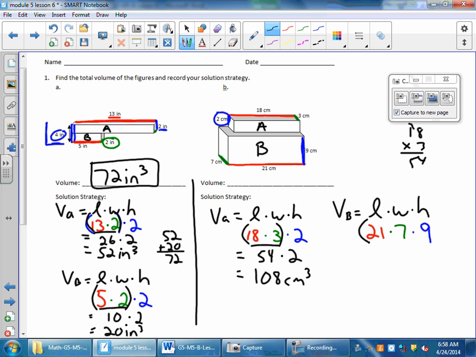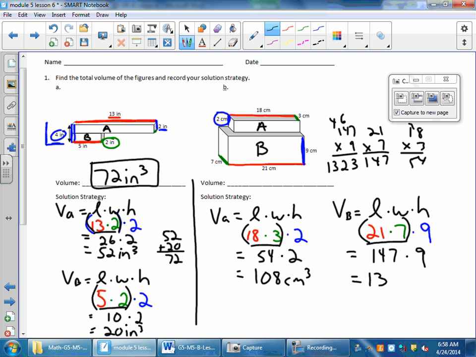For volume B, I'm going to put my length and width together. 21 times 7 is 147. Quickly do a side algorithm. Multiply that by my height of 9. 147 times 9 is 1,323 cubic centimeters.